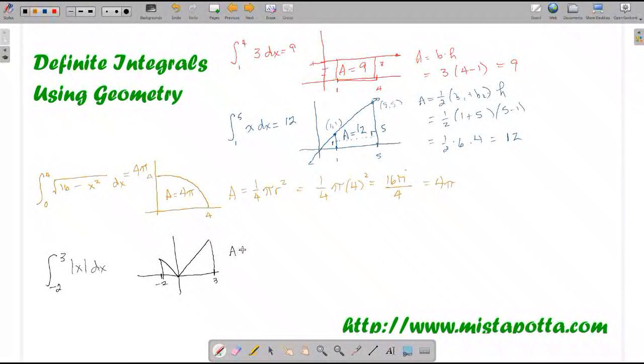So my area is going to be 1/2 base times the height is 2 plus 1/2 the base times the height of this triangle is 3. So this is really 2 plus 9/2, or 13/2. And so I know the area under this curve here and here, that area is 13/2.